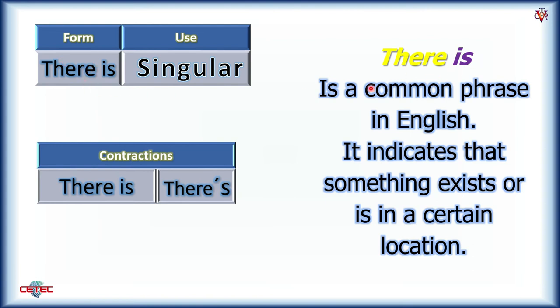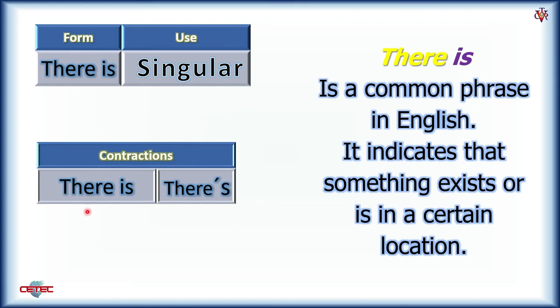Today we're going to talk about there is. There is a common phrase in English that indicates that something exists or is in a certain location. Example, there is. We have to use it for a singular. That means only one.